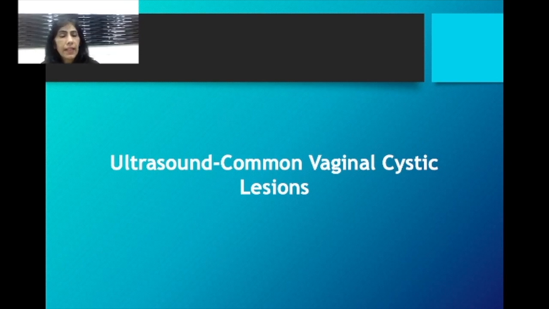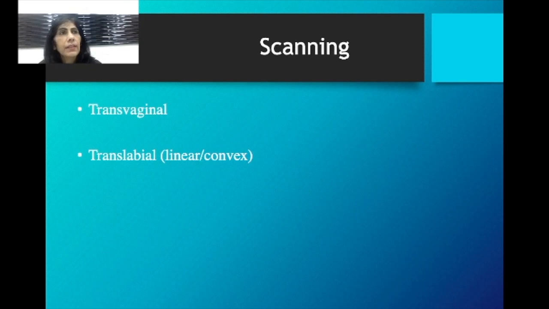Now, let us start with the scanning part. What scanning would be helpful? Whenever you're doing a scan, I always suggest doing a transabdominal scan first to get the idea and get oriented. But the differential diagnosis would be much better made with either transvaginal or translabial scanning. When you are doing translabial scanning, you can use a linear probe or a convex probe. We all know what translabial scanning is. You have already been taught in the class what translabial scanning is, right?